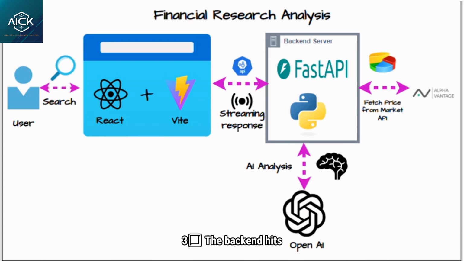3. The backend hits a financial data source like Alpha Vantage or Yahoo Finance API and fetches the latest stock price and metadata. 4. That data is now packaged into a natural language prompt and sent to OpenAI's GPT model. The AI analyzes the price, context, and market trend and returns a smart, friendly insight.